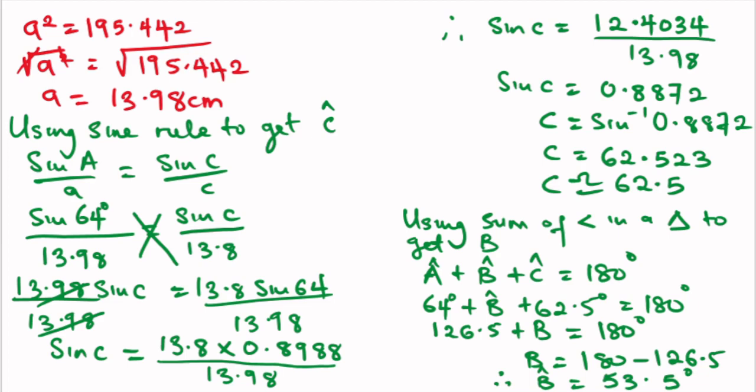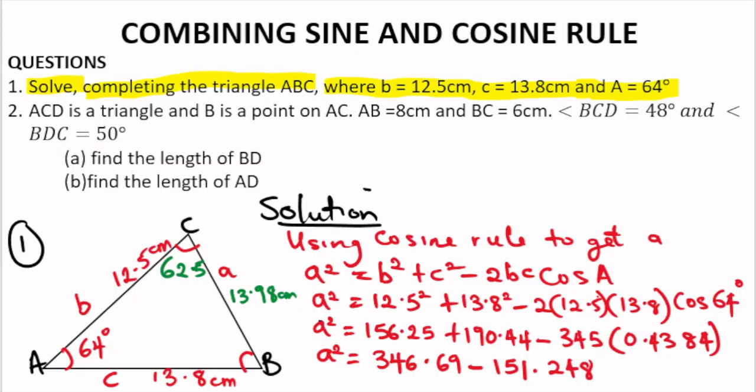So coming back to the triangle, we can label angle B, which is 53.5. We've been able to solve this triangle completely by getting all the missing parameters: side a, angle C, and angle B. So that is all for question number 1. Now let's move to question number 2.